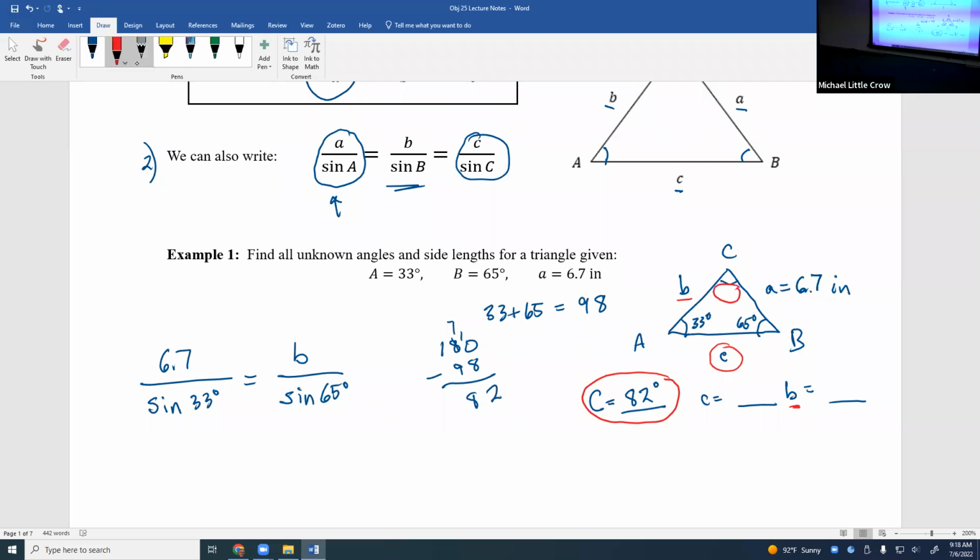So now that we're going to solve for b, algebra, right? We want to get b by itself, so we simply multiply both sides by the sine of 65 degrees. Those cancel. So it's just a calculation, multiplying this out, and we will get the measurement of little b. So let's go ahead and do that.